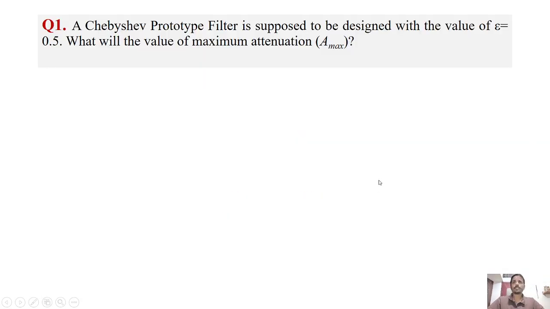So let us start with the first question. A Chebyshev prototype filter is supposed to be designed with a value of epsilon equal to 0.5. What will be the value of maximum attenuation A max?